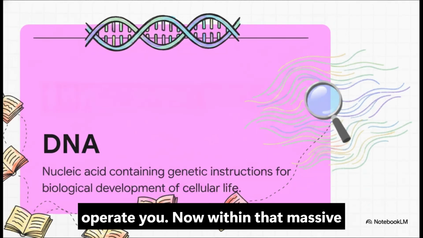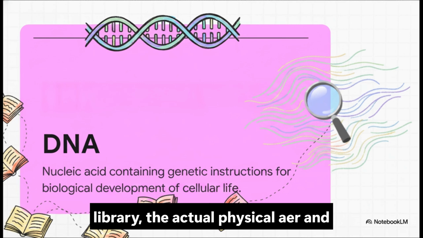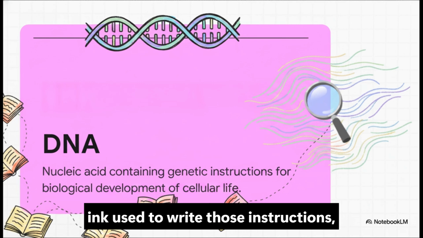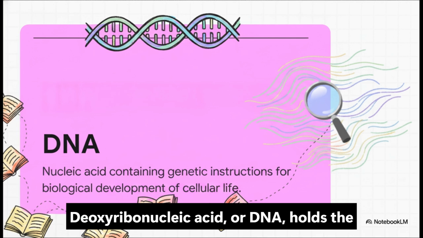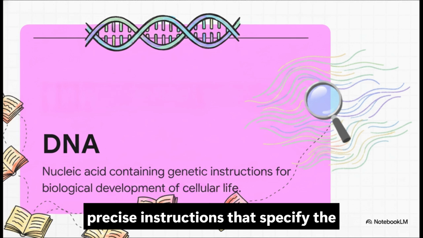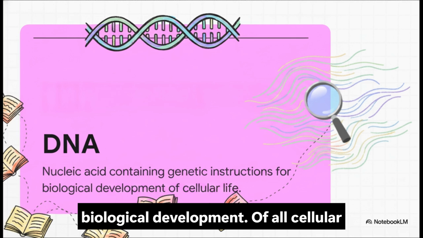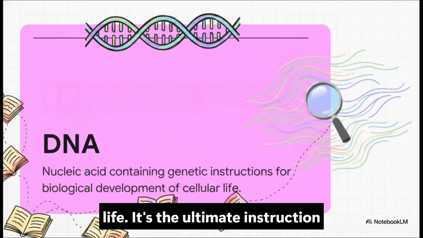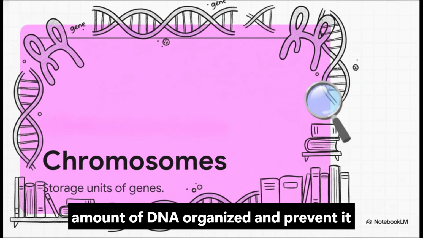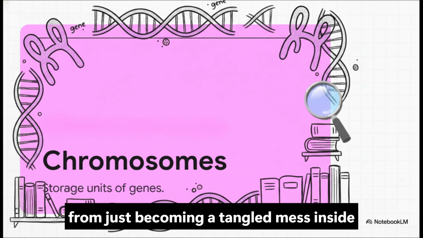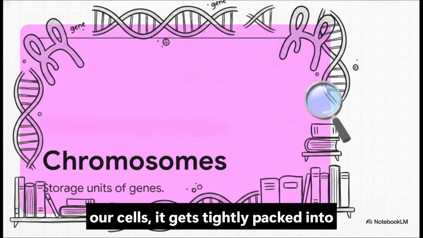Now, within that massive library, the actual physical paper and ink used to write those instructions, that's the DNA molecule itself. Deoxyribonucleic acid, or DNA, holds the precise instructions that specify the biological development of all cellular life. It's the ultimate instruction manual. Of course, to keep this insane amount of DNA organized and prevent it from just becoming a tangled mess inside our cells, it gets tightly packed into specific storage units.